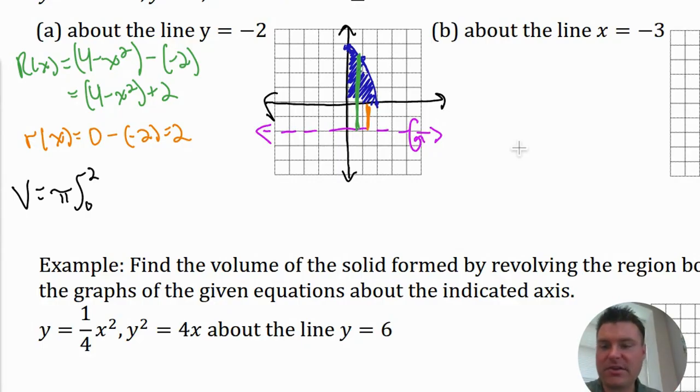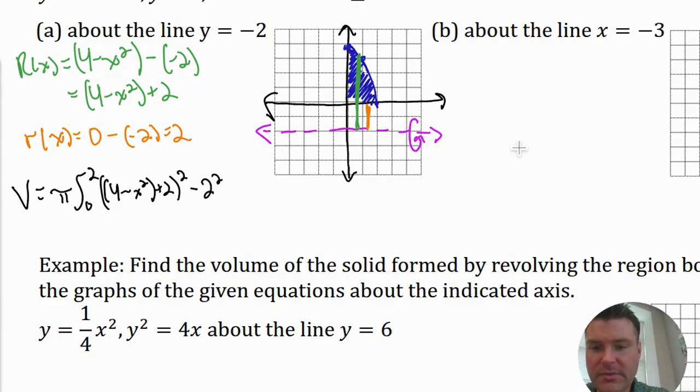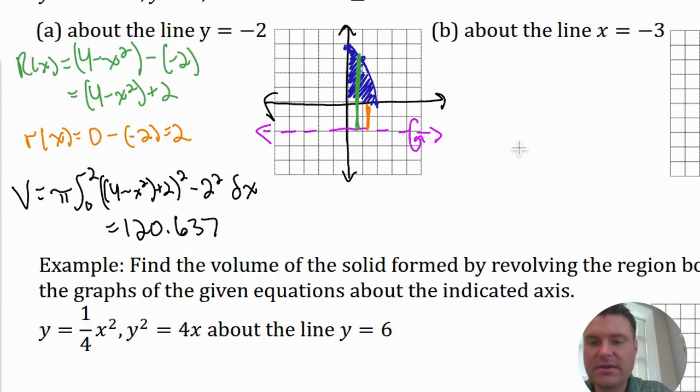I did this in the disk video as well. And we're going to get 4 minus x squared plus 2, all squared. And that's going to be the big radius squared minus the little radius squared, which is just 2 squared. And we're going to do dx to that. So you're going to take out your handy dandy calculator. I have already done this. I'm a little bit ahead, and I got an answer of 120.637 units cubed. I'm going to omit that because we don't expect you to do that on the calc exams. So there you go. That is your first problem with rotating using washers.